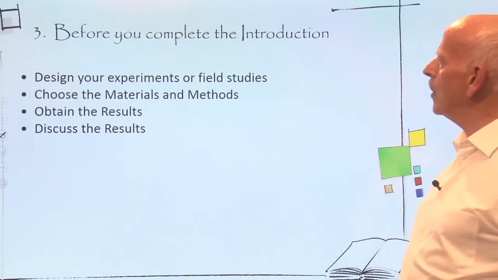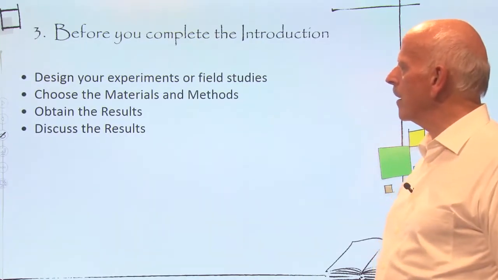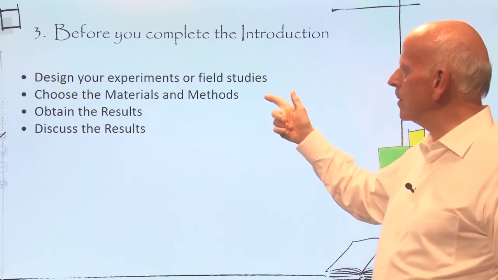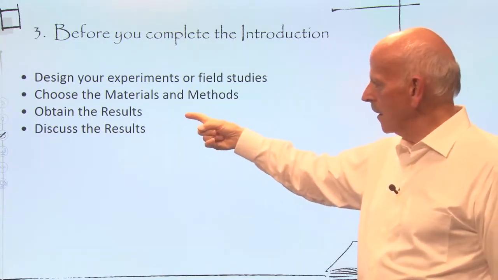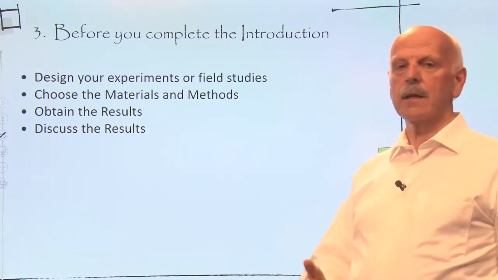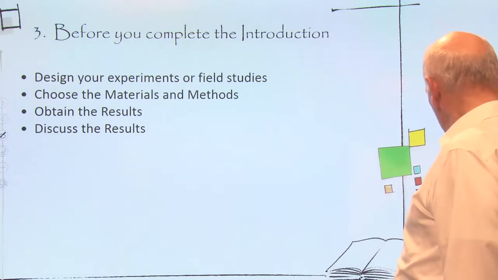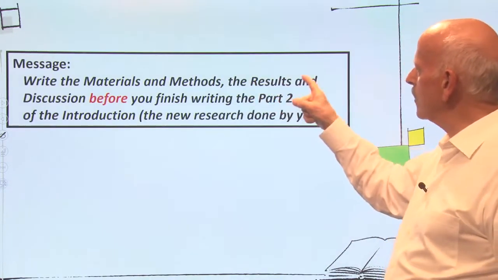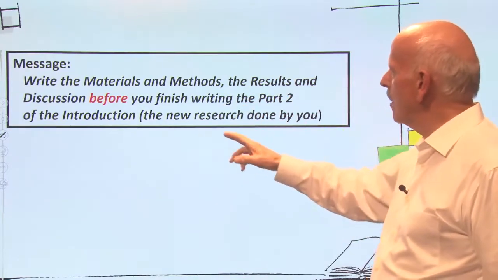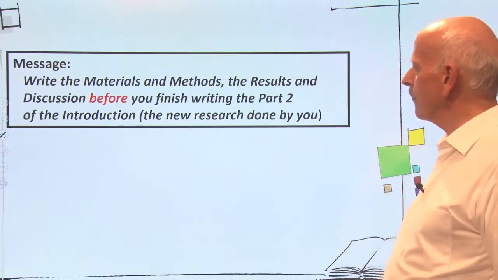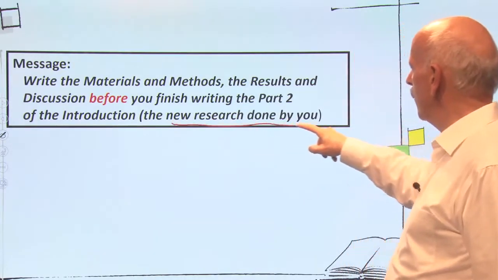Okay, so before you can complete your introduction, design your experiments and field studies, choose your materials and methods, collect the results, discuss the results, and then you can finally add a little bit to the introduction. You write the materials, methods, results, and discussion before you finish writing part 2 of the introduction, which is the new research done by you.